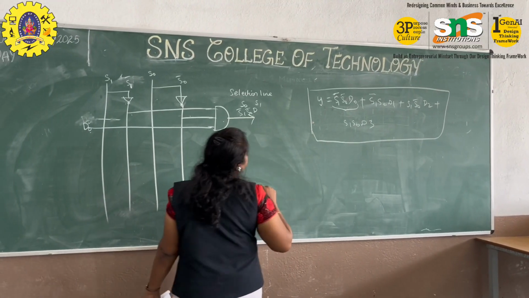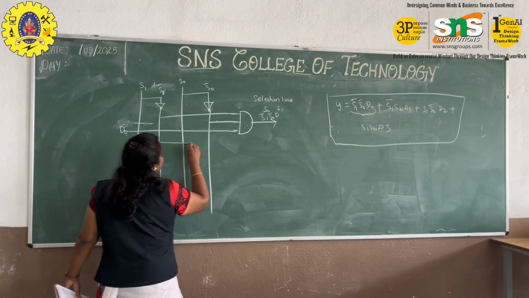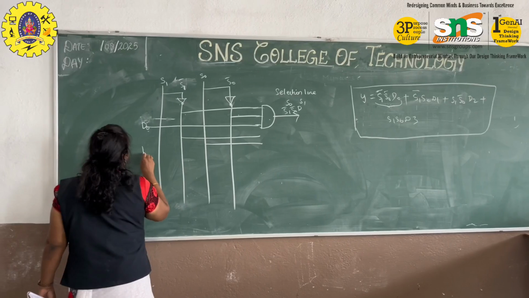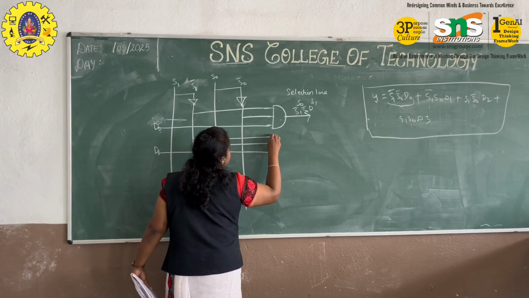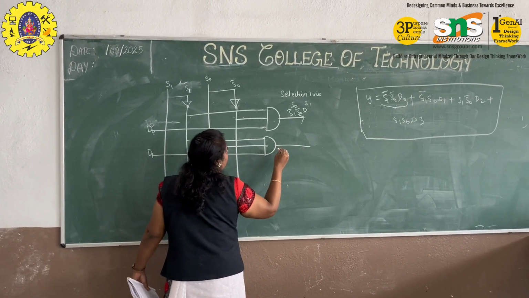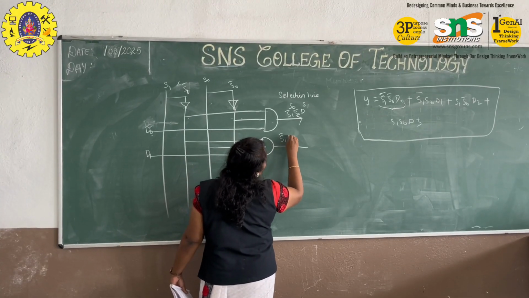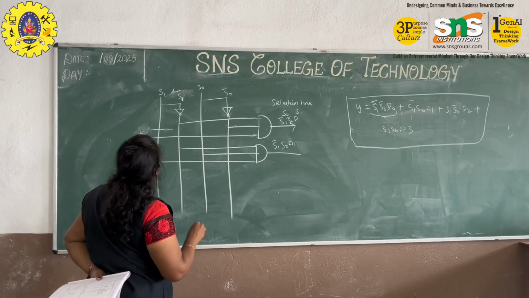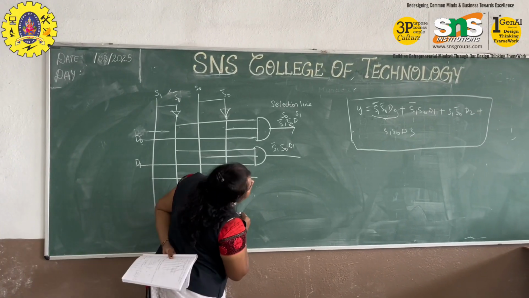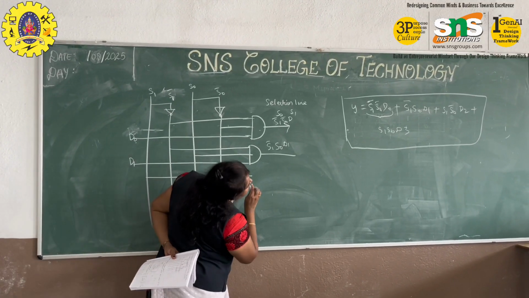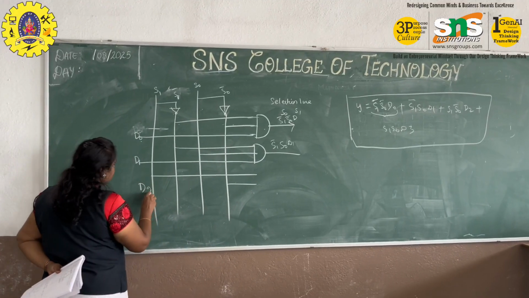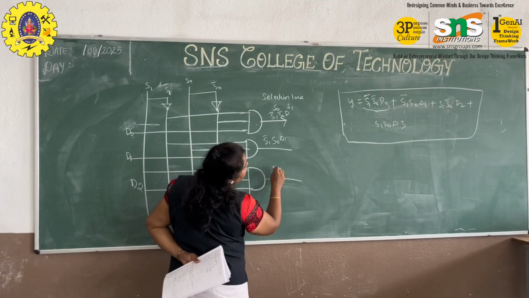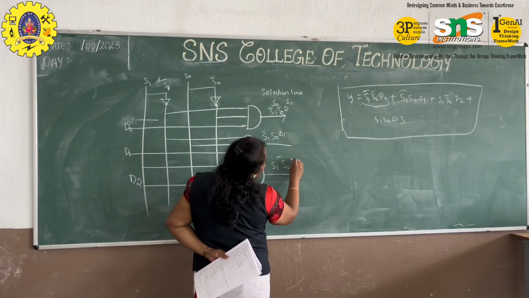The next one is S1 bar, then S0, and then the data line D1. I'm putting a new data line, so the three things are combined to form an AND gate. This is the function S1 bar, S0 and D1. Then the next one is S1, S0 bar and then D2. So I'm putting the value D2. This is a function of S1, S0 bar and D2.